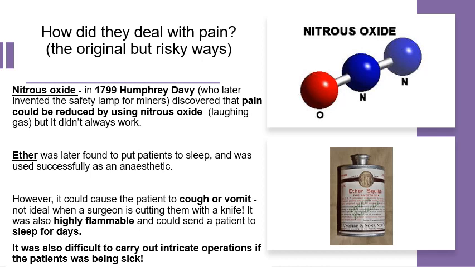And it's hard to perform intricate operations on somebody when they're still feeling some pain. There was something called ether as well, which may be up in the chemistry laboratories in school. That was used as an anesthetic as well, but it was a very caustic, very dangerous substance. It would make patients vomit and cough and splutter, and it was quite flammable too. If you had too much, you could end up sleeping for days or overdosing with it.